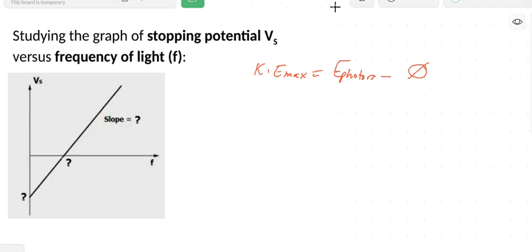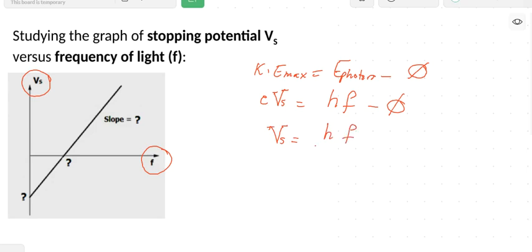Instead of kinetic energy maximum, we put eV stopping, which is the resistive electric work, as we proved before. It will be equal to E photon, and instead of E photon we replace it by hf minus the work function. Here the function is V stopping and the variable is the frequency. So let us isolate V stopping: divide both sides by e, so hf divided by e minus the work function divided by e.